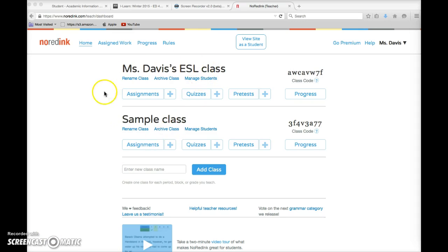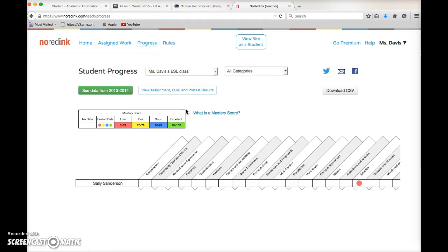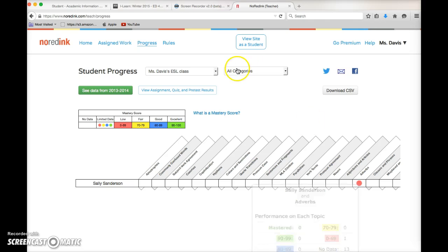Here is a fake little class that I made, and now we will be seeing a little student that I made whose name is Sally Sanderson, and let's check Sally's progress. You're going to see right here that Sally's not doing very well, at least she didn't with this assignment that we gave her. Knowing this, let's look at the assignment and the quiz results.